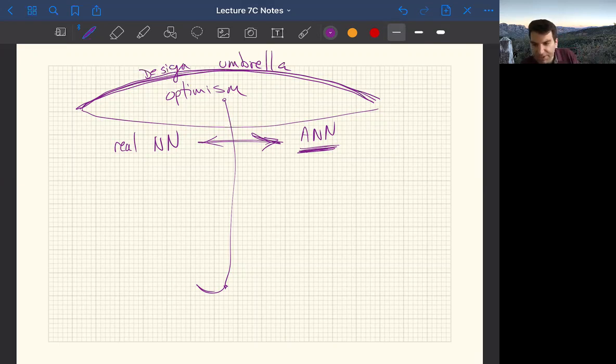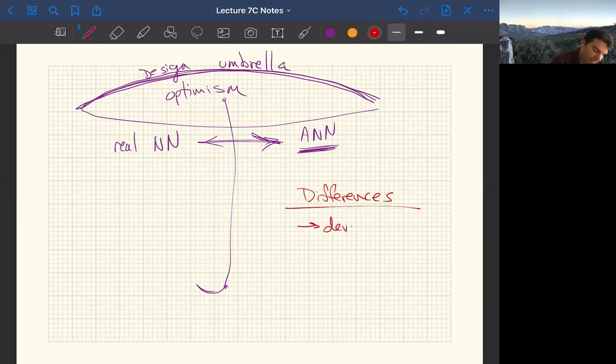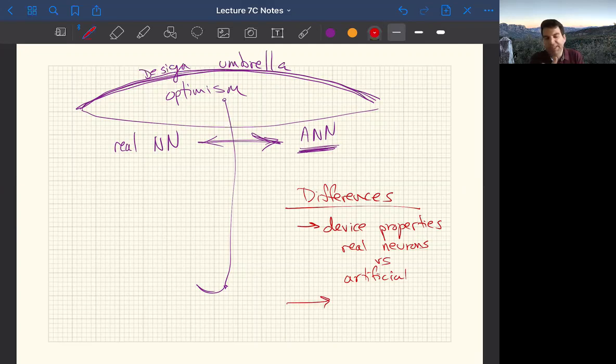But convolutional neural network layers are not different at the architecture layer. Well, where could there be differences between natural systems and not? For one, the device properties can be different, so real neurons versus artificial. And given that the device properties are different, that makes you wonder how much of an impact the network topology is.